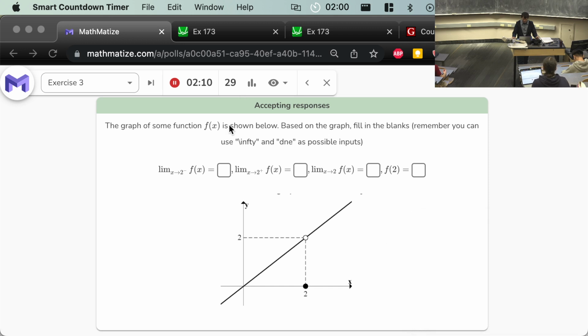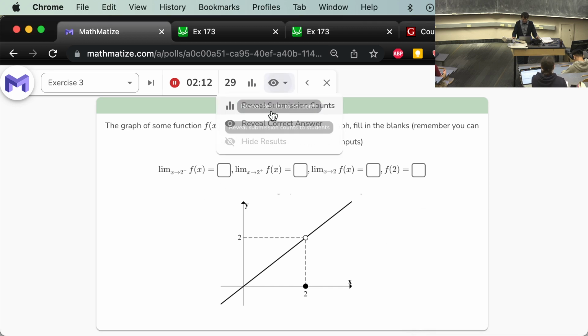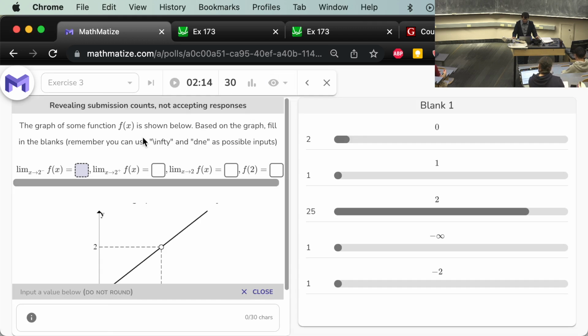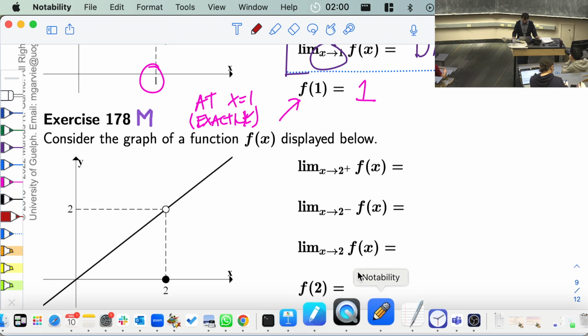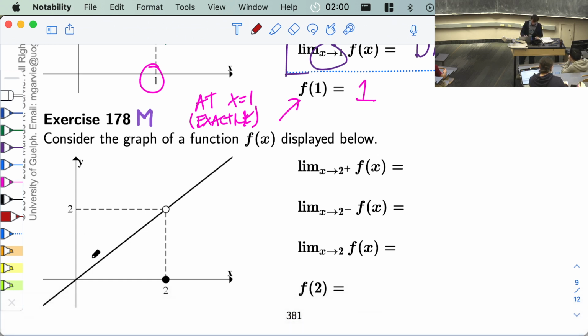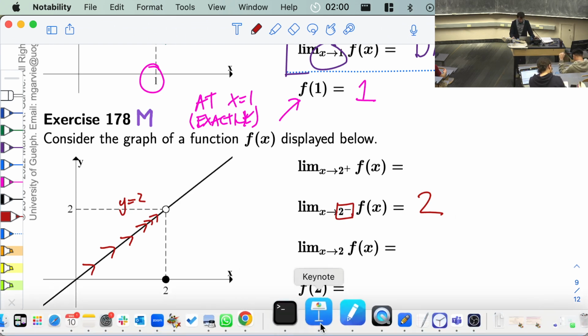Okay, let's take a look at what you guys said. The limit as x goes to 2 minus, most people think it's 2. It is 2, so very well done. And you can follow along by doing this kind of attack on the graph and seeing where those y values go. The y values are getting close to y equals 2, this line over here. The limit as x goes to 2 minus is 2. All right, good, we did that one.